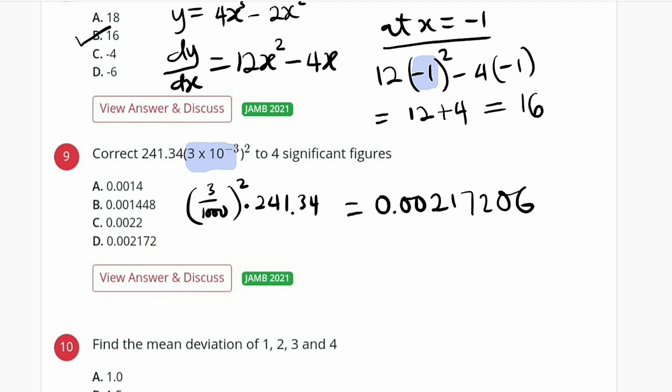But this is talking about 4 significant figures. Therefore, we are going to consider the first whole number after these zeros. This is the first 1, 2, 3, 4. We stop here. Then we have to consider the next digit, which is 0. If this 0 is up to 5, we have to increase this 2 by 1 to make it 3. But since it is not up to, our result becomes 0.002172, which is option D.